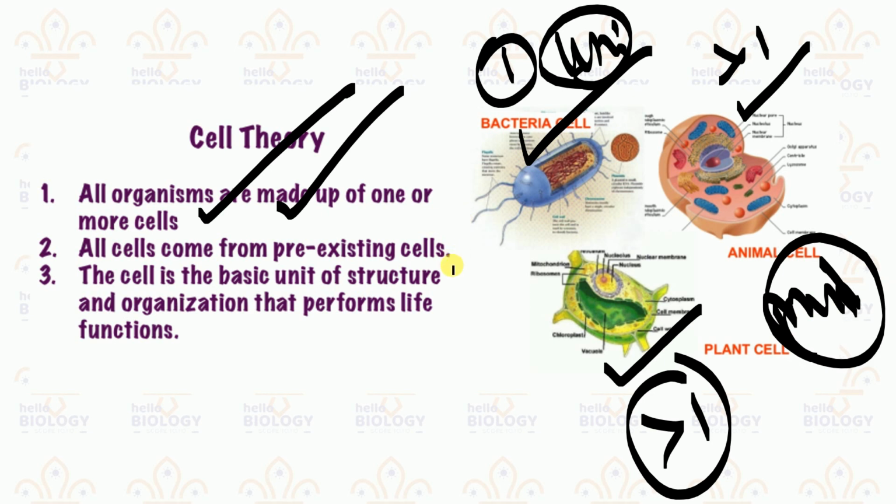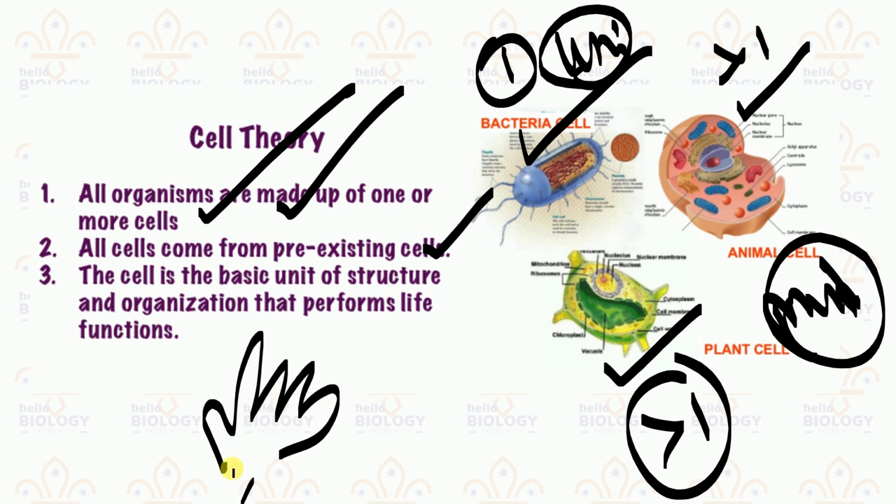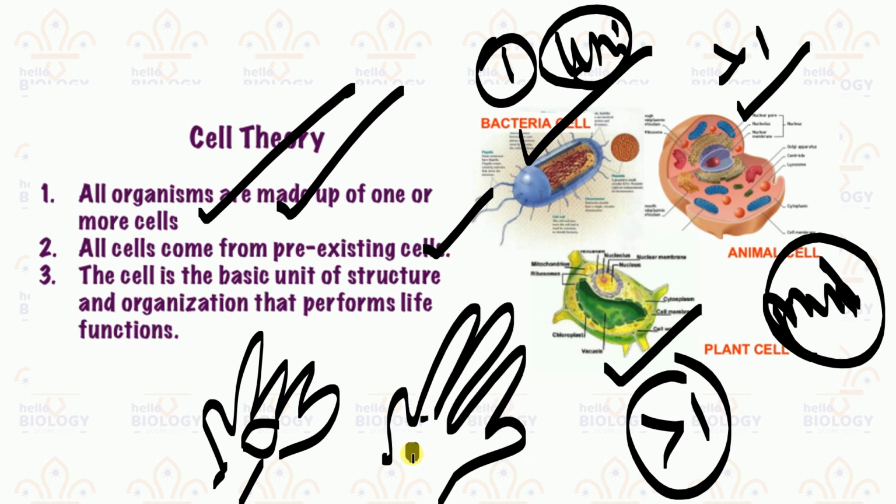Next one: all cells have come from pre-existing cells. This is also true. For example, if you get an injury to your hand, an eye cannot develop there. Why? Because those region cells only will produce again or replace the cells. For example, while playing with a blade, a small cut occurs, and after 10 days new cells form on the finger. That means the cells that are lost will be formed from the same region only. For example, if you lose a tooth, an eye cannot develop there.